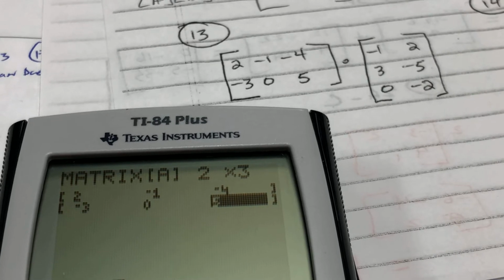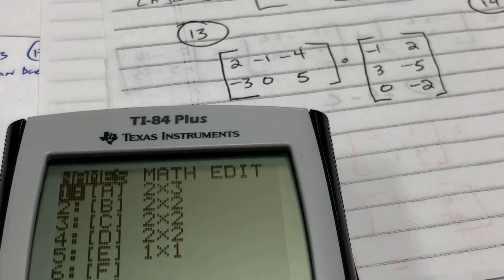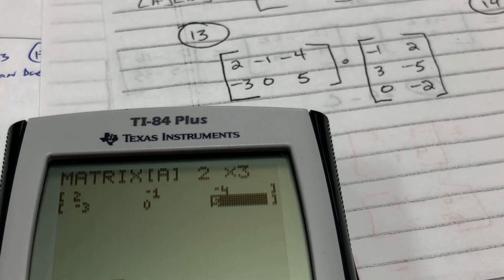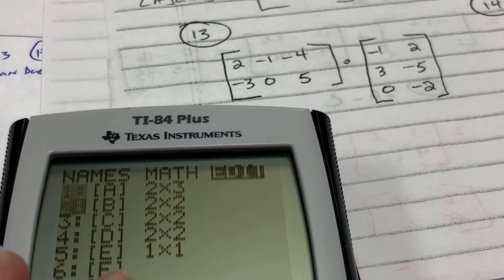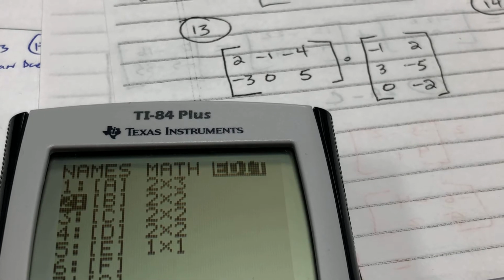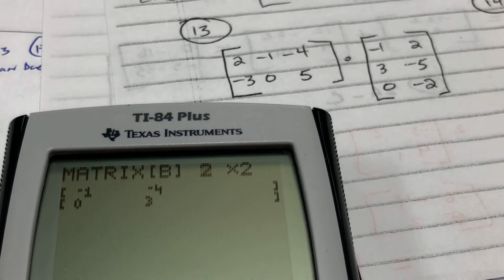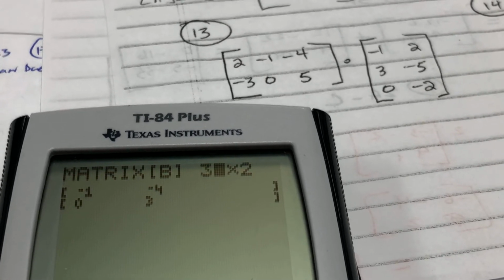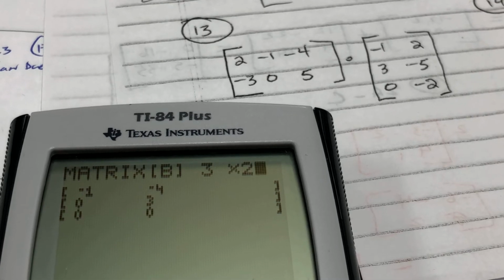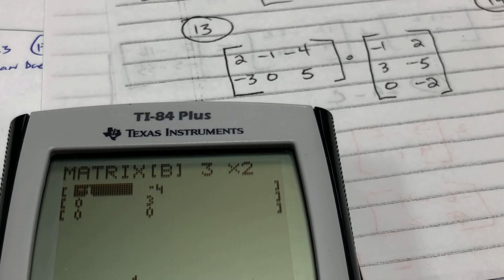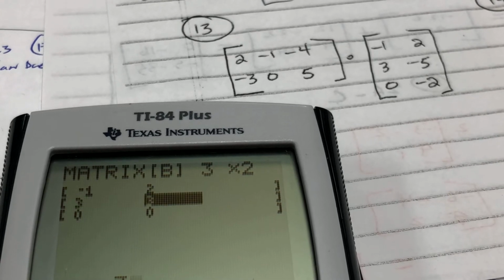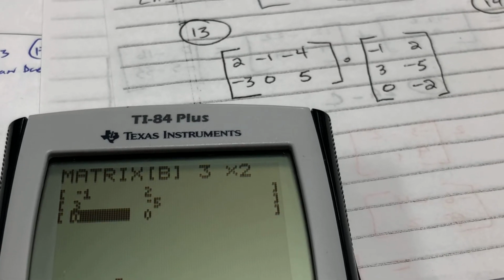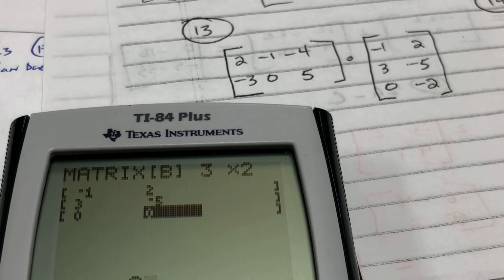5, enter. Second, x to the negative first. I go over to edit down. Nope, so I made a typo there. So I can just hit second, x to the negative first again. Go down to B. B is a 3 by 2. So my answer is going to be a 2 by 2. -1, enter. 2, enter. 3, enter. -5, enter. 0, enter. -2, enter.